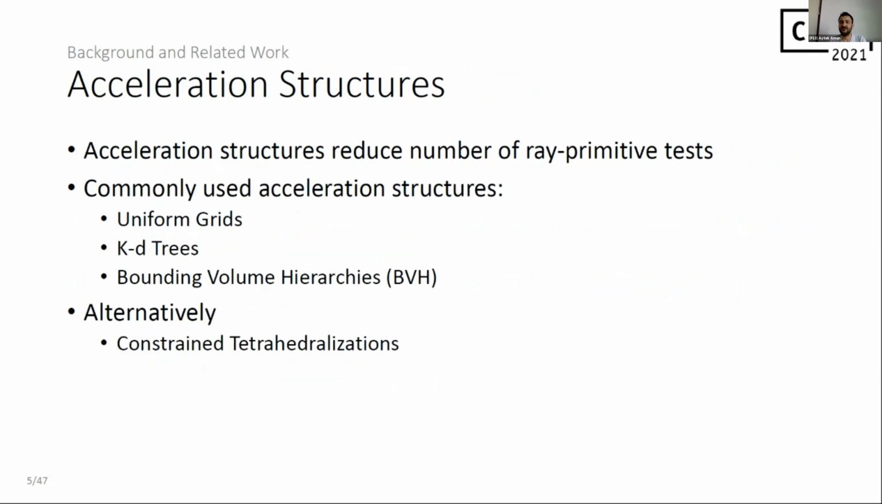Let me give a quick primer on acceleration structures. Acceleration structures are used to reduce the number of ray-primitive tests when doing ray tracing or any kind of queries along a ray, basically. The commonly used ones are uniform grids, KD-trees, and bounding volume hierarchies. And alternatively, as we do, one can use a constrained tetrahedralization when searching for the closest intersection.